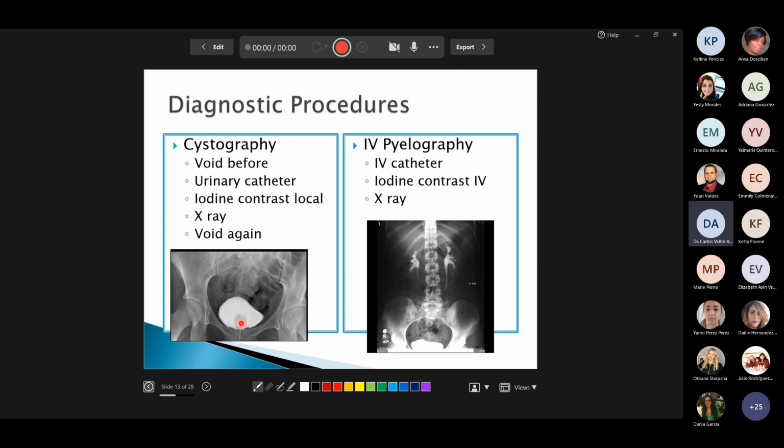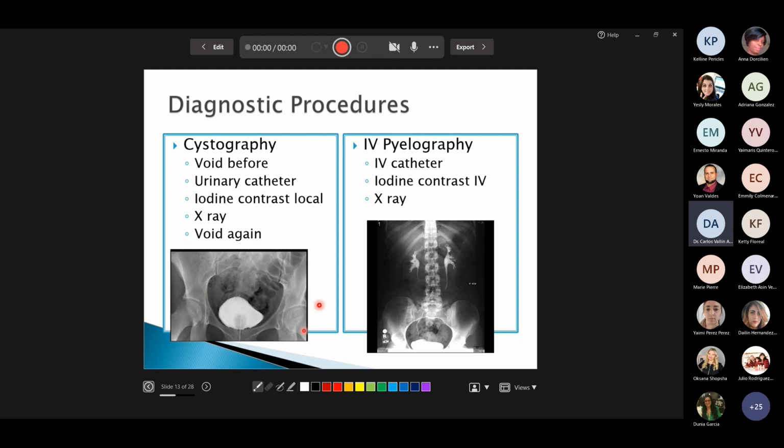So all the implications that have the iodine that I mentioned before apply. The person is asked to void before the test, because liquid iodine will be introduced with the catheter in the bladder. You need the bladder empty. You don't need urine in the bladder. And then you ask the client to void before the test. The client is going to have a Foley introduced in the urinary bladder, and then they instill the iodine locally.